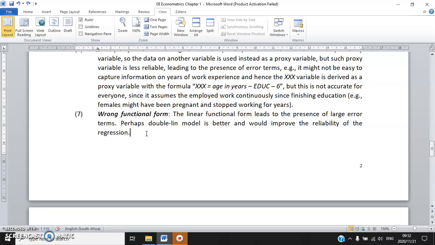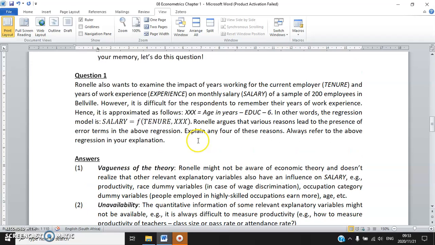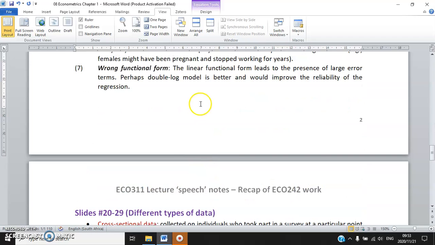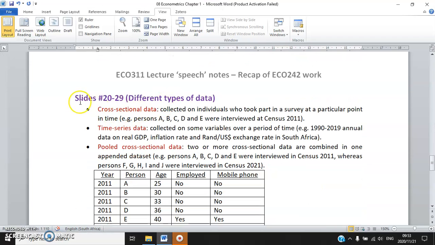And finally, maybe you use the wrong functional form, that it would also lead to the presence of error terms. For example, we usually take log for the wage. Okay, so maybe we should run it as a log-lin model. Okay, there's actually a typo. It should be a log-lin model, or double log actually. Some would argue we should even take the log of years of tenure and so forth, the log of years of work experience. Okay.